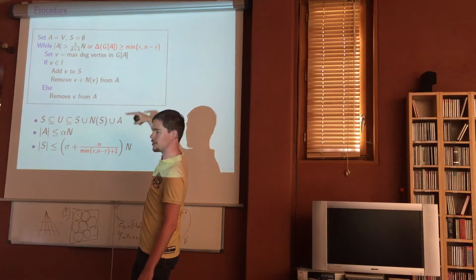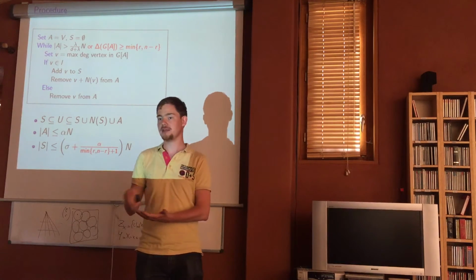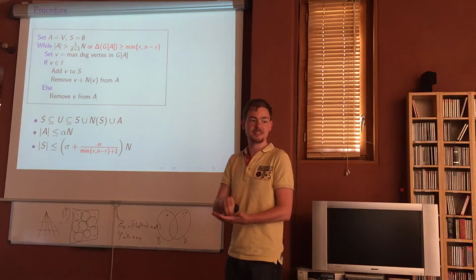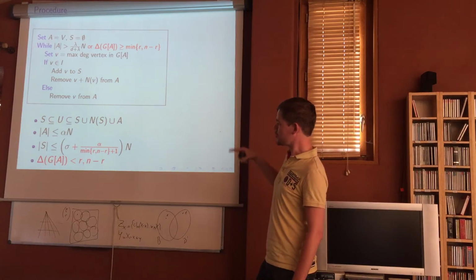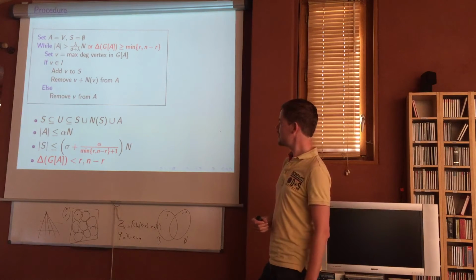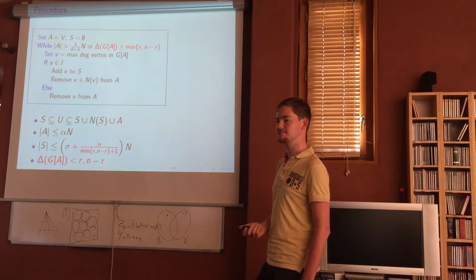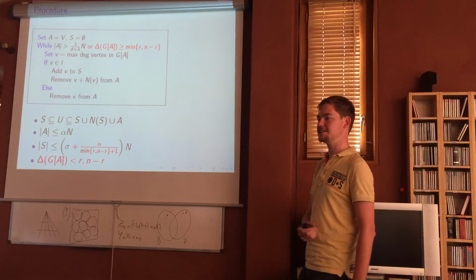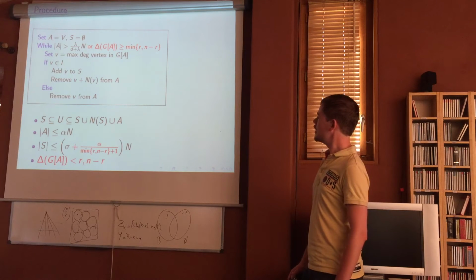In each extra run of the procedure, we kill the minimum of R and n minus R plus 1 vertices. So this is the extra number of vertices that get added to S. And when we're done, we know that the maximum degree of the subgraph induced by A is very low. So less than R, less than n minus R. So this is a bit of a pain, of course. So generally we assume that R is less than half n. Okay.